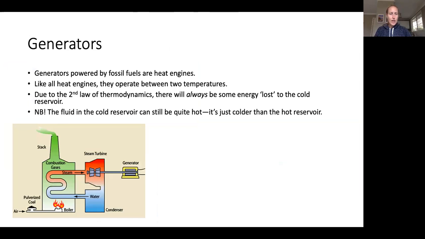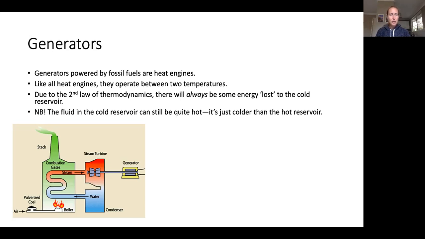So, generators that are powered by fossil fuels, and we're going to look more at fossil fuels next week, are heat engines. And so this is how the heat engines that we've talked about this week are connected to the fossil fuels that we're going to look at next week. Like all heat engines, they operate between two temperatures. And as we've learned, due to the second law of thermodynamics, there will always be some energy loss to the cold reservoir. Remember that a heat engine operates between a hot and a cold reservoir.